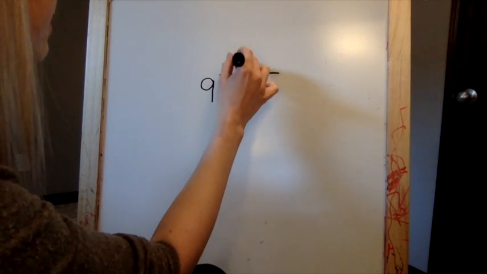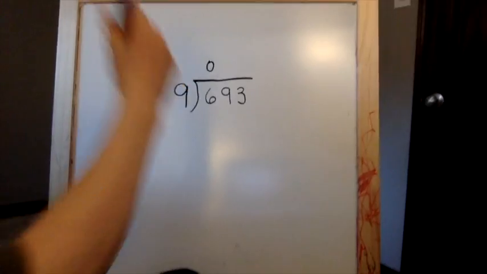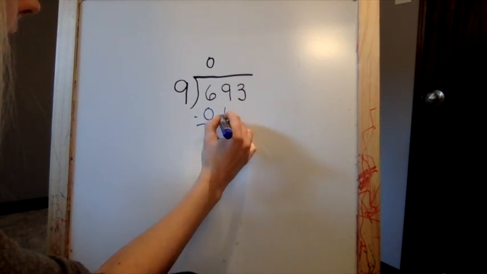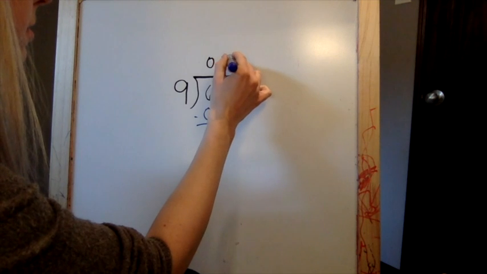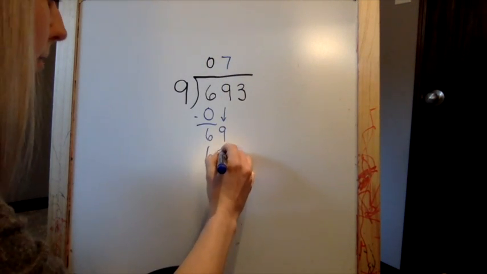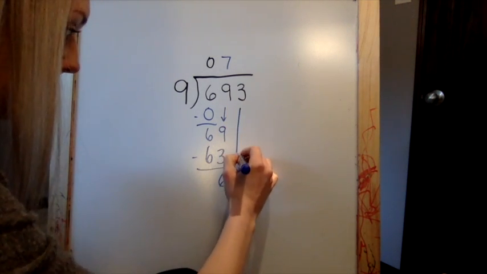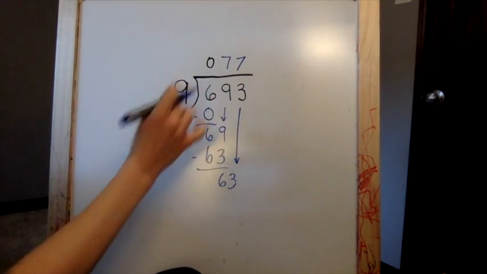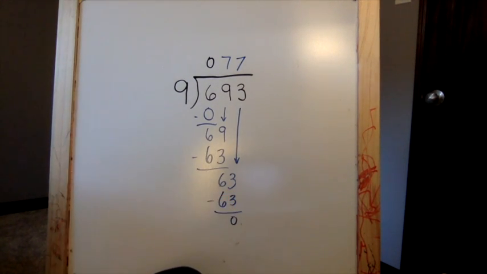Okay, 693. 9 goes into 6 0 times. I'm gonna switch colors so you can see my work. 9 times 0 is 0. Subtract. I have 6 left. I bring down the 9. 9 goes into 69 7 times. 9 times 7 is 63. Subtract to find the difference of 6. Bring down the 3. Now I have 63 again. I just used that fact. 9 goes into 63 7 times. 9 times 7 is 63. And I subtract to find 0. I have no remainder, and I have no more long division to do with you.